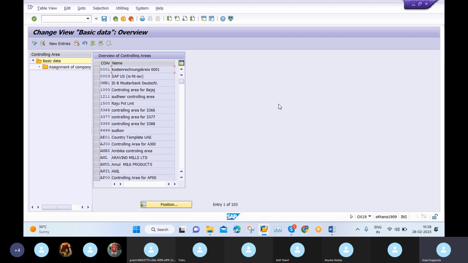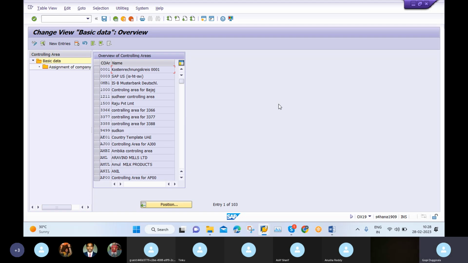But in SAP S4HANA, we cannot create them separately. We can create in one place only. That's it. It means there is no reconciliation required and no integration required. So that is the main difference between ECC and SAP S4HANA.